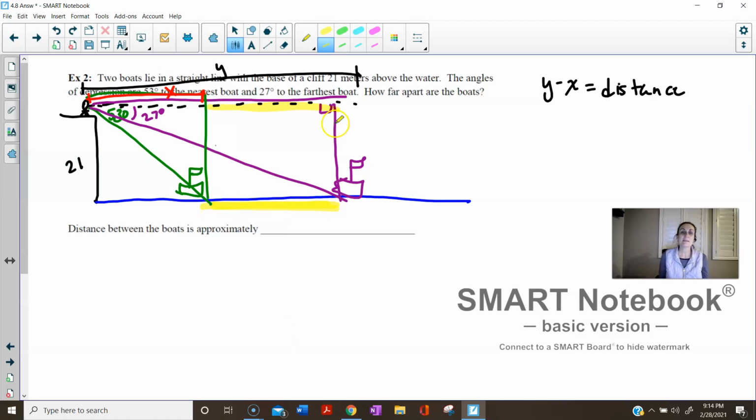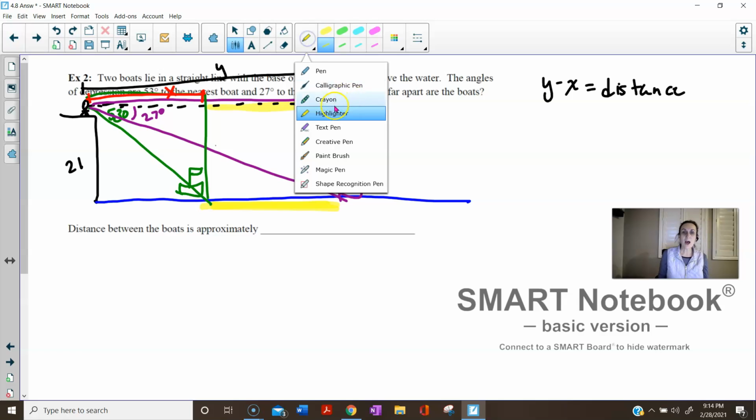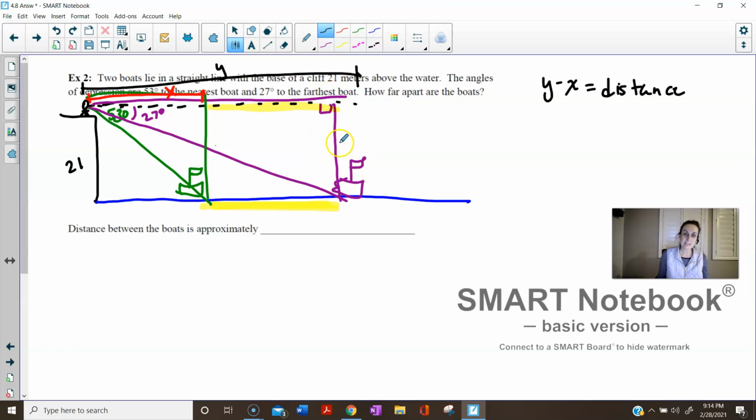Okay? All right, so I know the opposite sides. The opposite sides are 21. These are the same height as the cliff. And I know the angle. And I'm looking for the adjacent side. So I'm going to use tangent. So here I go. The tangent, and let's do the purple triangle first, of 27 degrees is equal to opposite over adjacent. And the adjacent side we're going to call y.